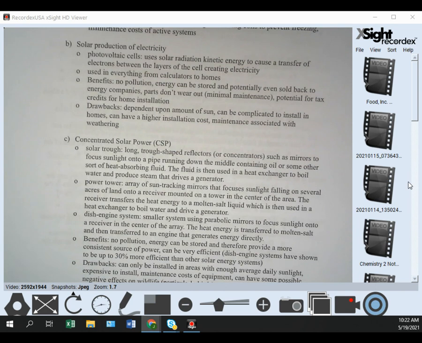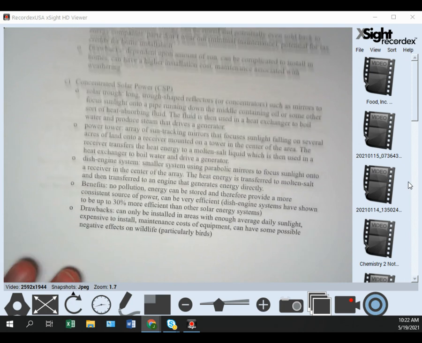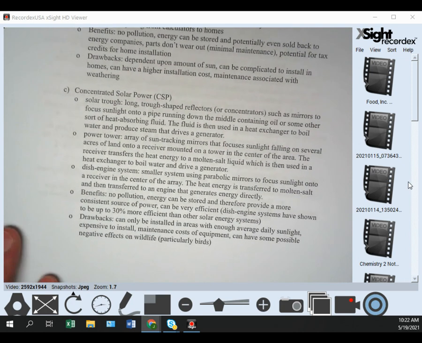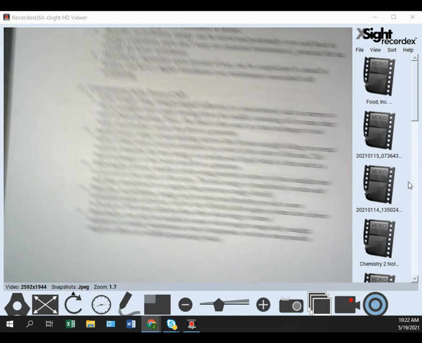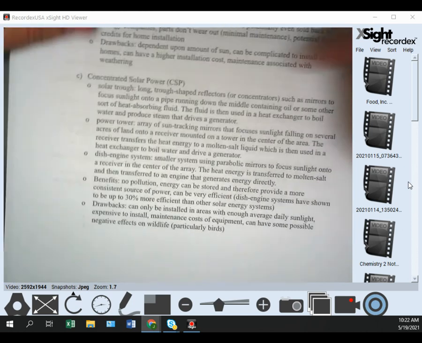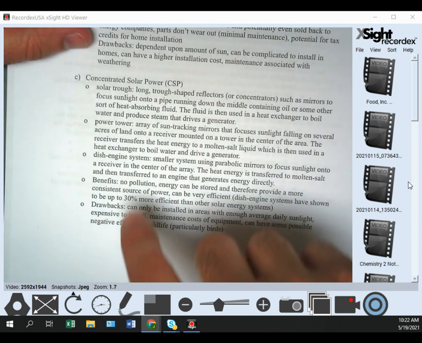All right. Concentrated solar power. Sounds like a superhero power. Concentrated solar power, or CSP. There are different ways to do this as well.